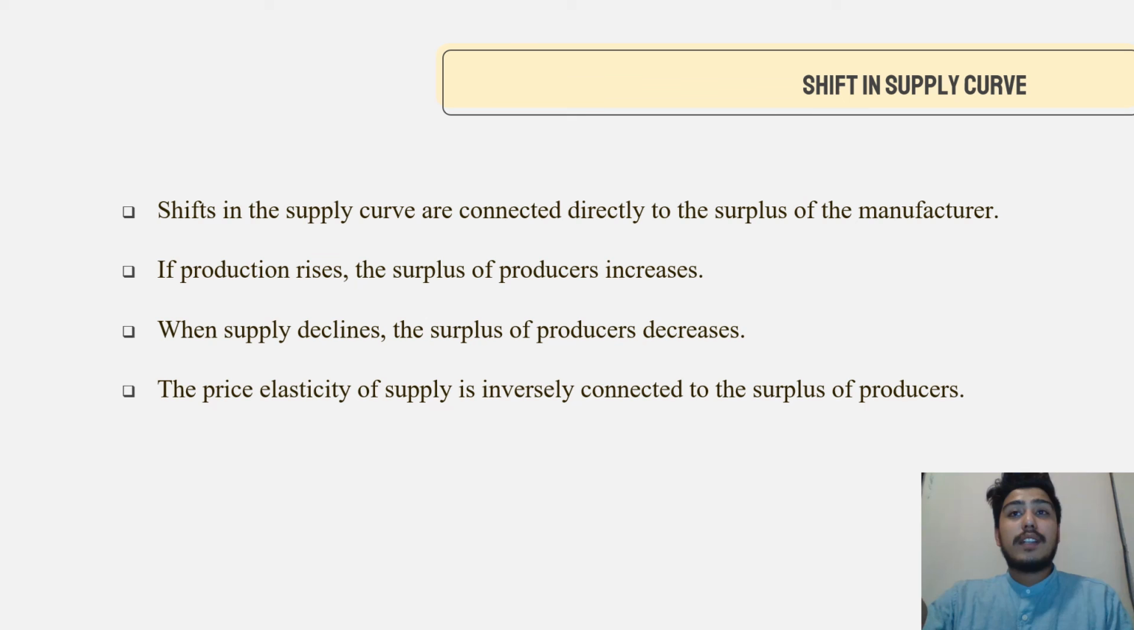Moving on, the next slide is the shift in the supply curve. The shift in the supply curve is directly related to the surplus of the manufacturer. If the production rises, the surplus of the producer also increases. Sorry, when the supply curve falls down, the surplus of the producer also decreases. Hence, the price elasticity of supply is inversely connected to the surplus of producers.